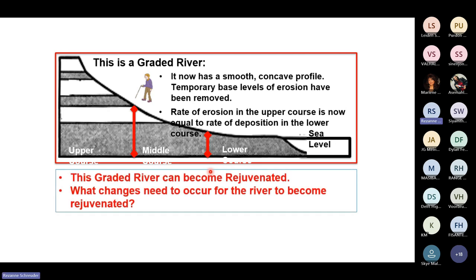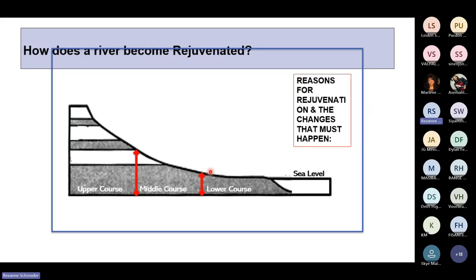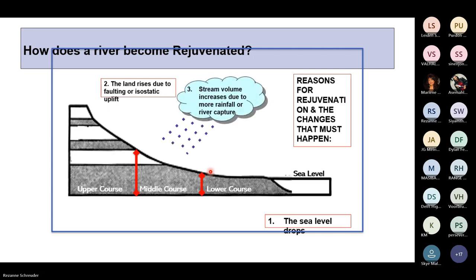The graded river can now become rejuvenated, but what changes do we need? Let's have a look. Right, so very important, the changes: the sea level needs to drop. Number two, the land then needs to rise due to faulting or isostatic uplift. We have to have an increase in the stream volume. This river needs to flow faster due to more rainfall, or through headward erosion we can capture another river and then have a stronger flow and more energy.